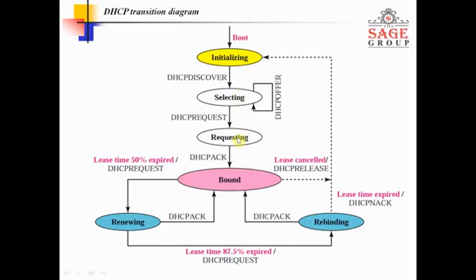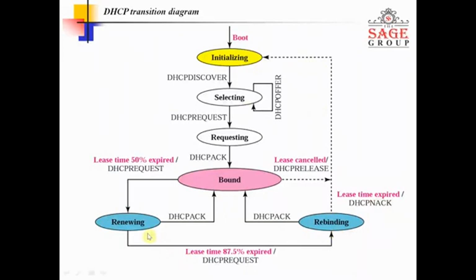Requesting gets that message and forwards the DHCP acknowledgement to the bound. Now you have to bind the things. Bound has two decisions. Further, it sends the message with the help of DHCP request to renewing for the IP address. If the IP address has been renewed, or someone has released the IP address, it sends this message to the initial state.